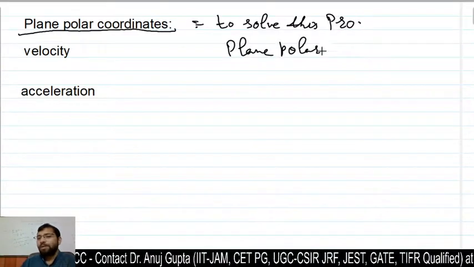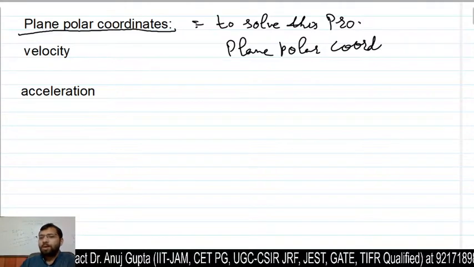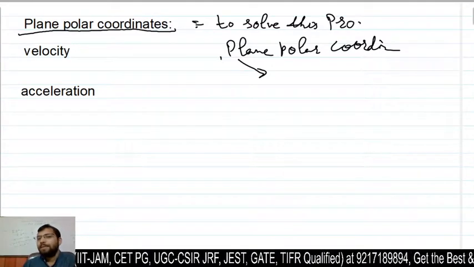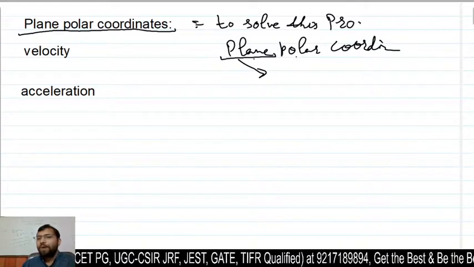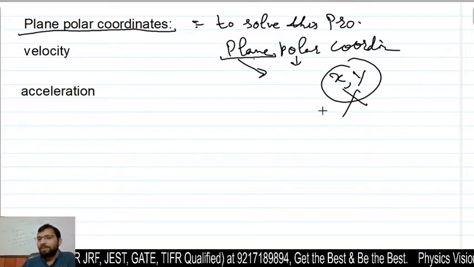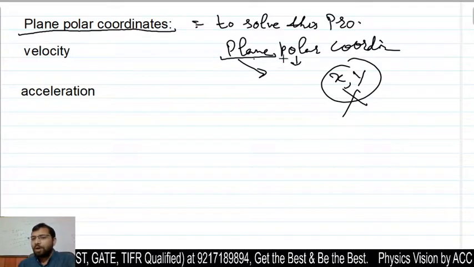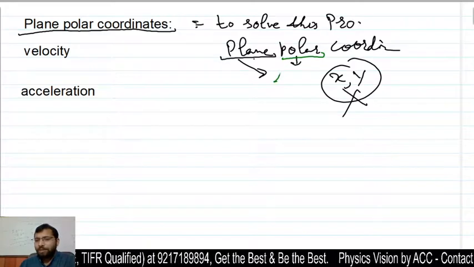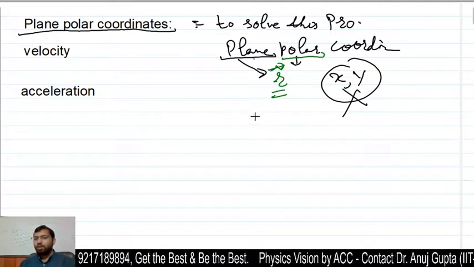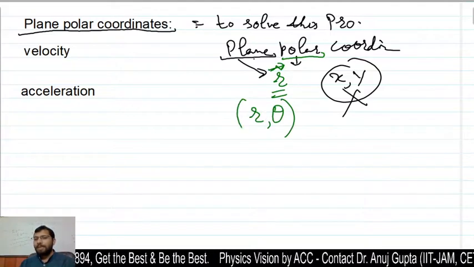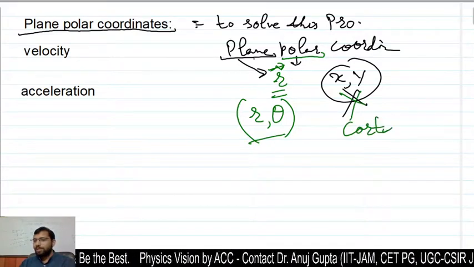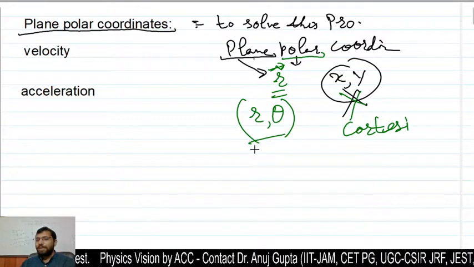Why is it so? Why are we choosing this? Because one reason is that its motion is confined to a plane. Why polar coordinates? Why not Cartesian coordinates? Why are we choosing polar coordinates only? Because it has a symmetry which works well along the central direction, along this radius vector. So we are going to work in r and theta and not in x and y. Okay, we will not go for Cartesian coordinates, but we will choose plane polar coordinates.